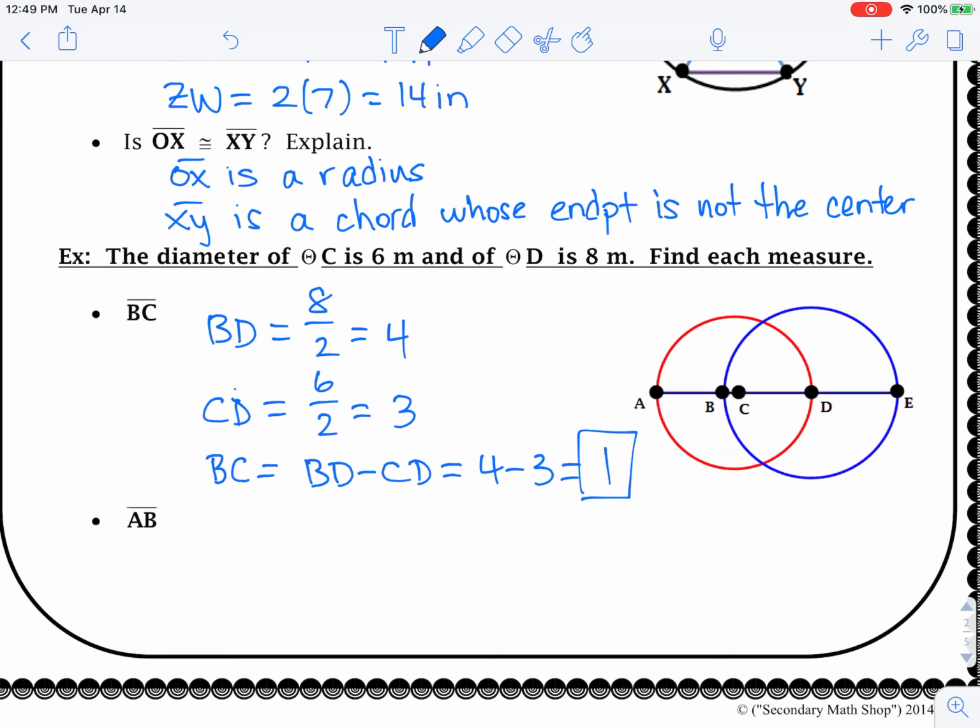Find the length of segment AB. Well, AB is going to equal AC minus BC. AC equals CD, so it's going to equal 3 minus 1, which we just found in the previous problem, which equals 2.